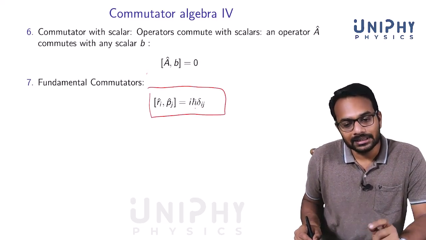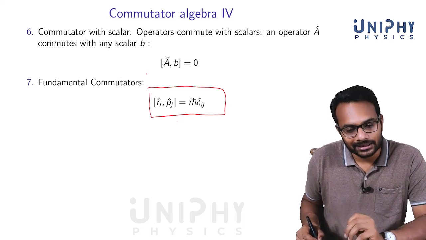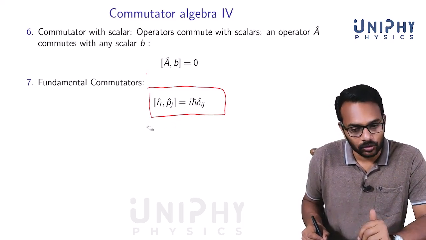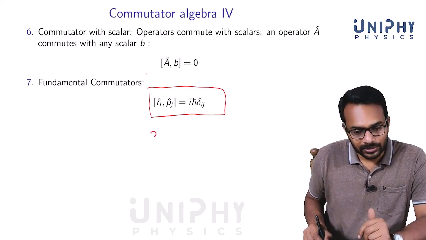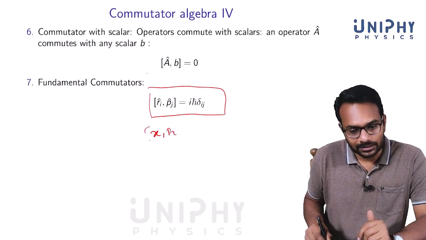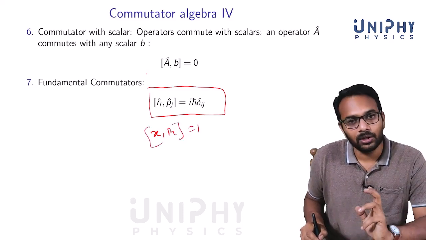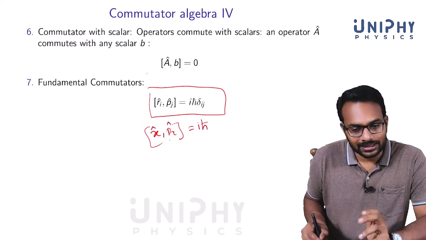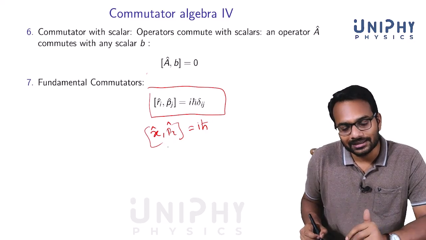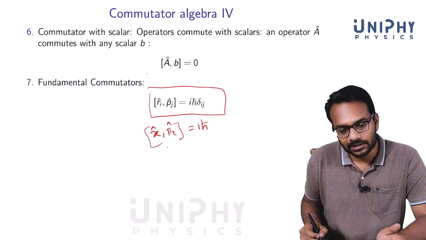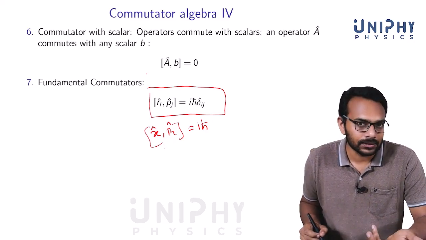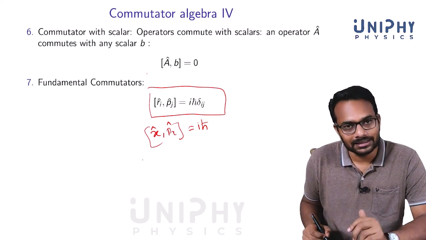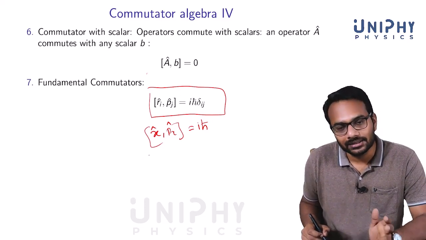And I want you to remember the fundamental commutators. [ri, pj] is iħ δij. These are operators. So this means that x with px is, sorry, not 1, it's iħ. x with px is iħ, y with py is iħ, z with pz is iħ. All other combinations are 0. x with py is 0, etc.